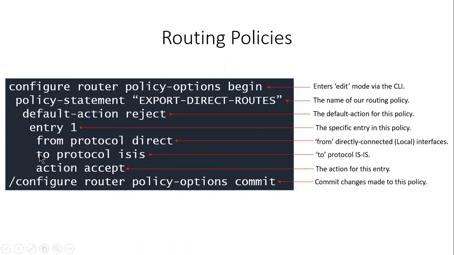Then we specify where we want the information to go to. In our case, it's going to be the protocol ISIS, which is going to be our IGP. And lastly, we simply need the action. So what do we want this routing policy to do when it matches this criteria? In that case, we want it to accept. And once we have our routing policy configured, we simply issue the commit command within the policy options context, and that'll apply our changes.